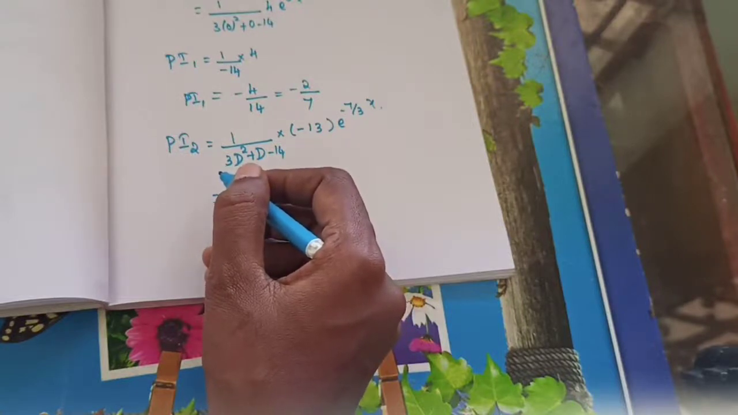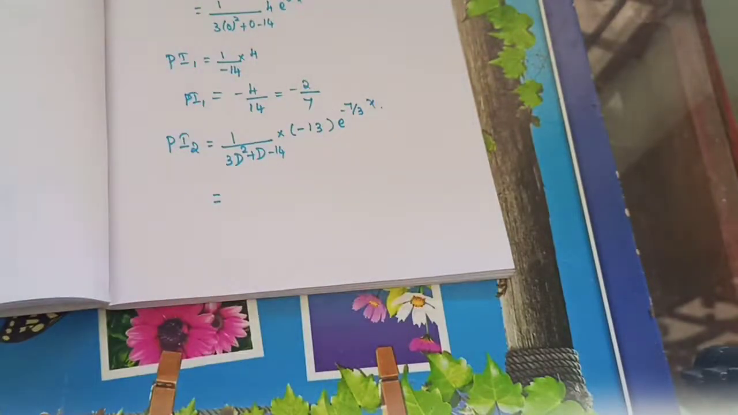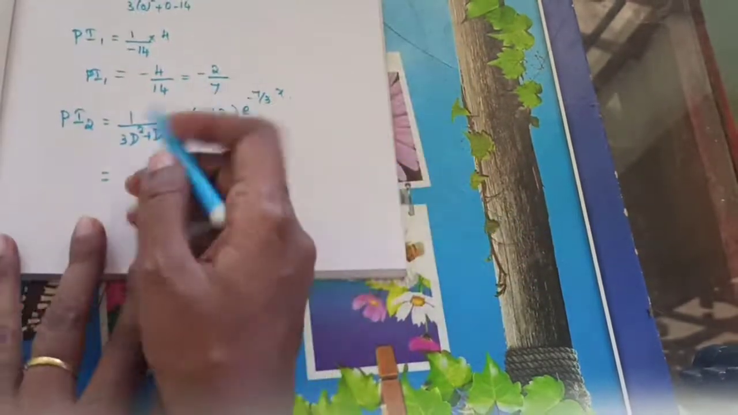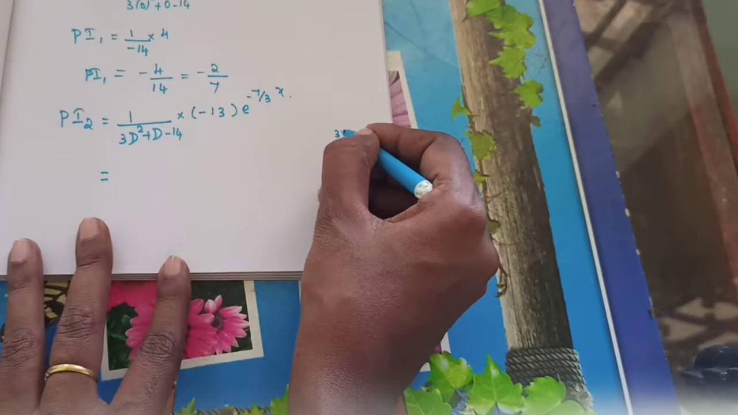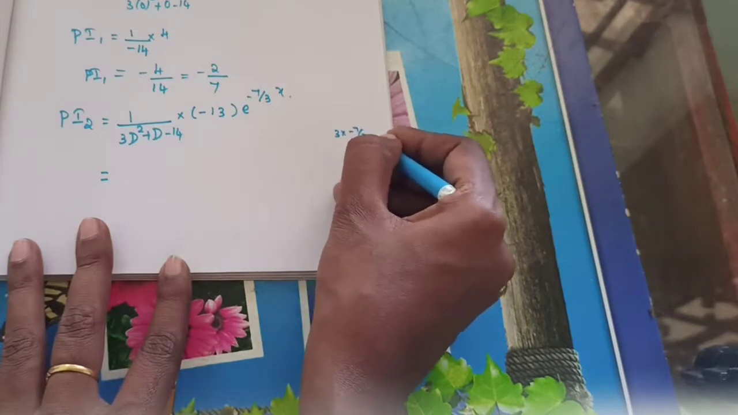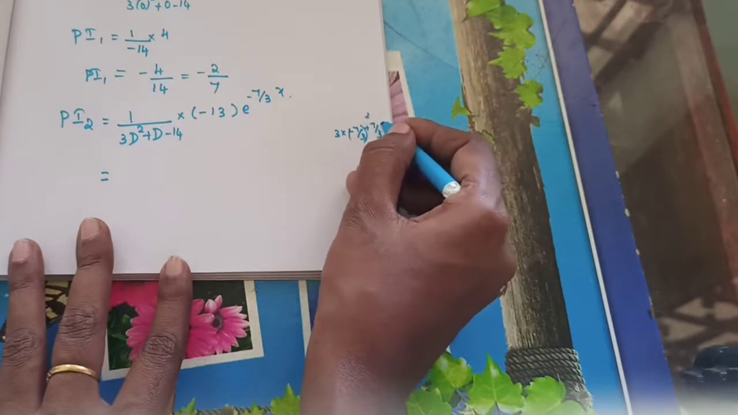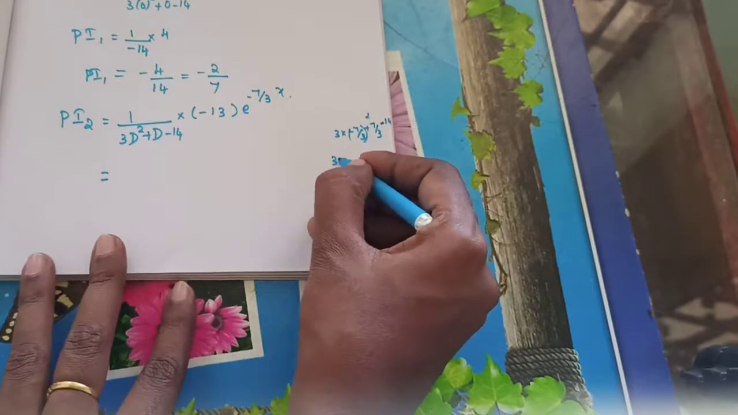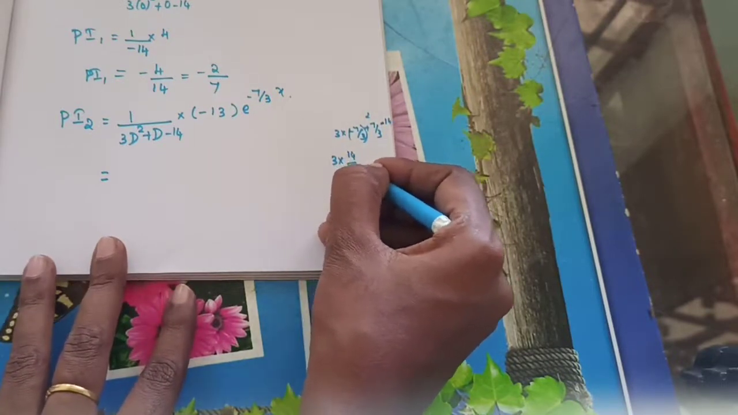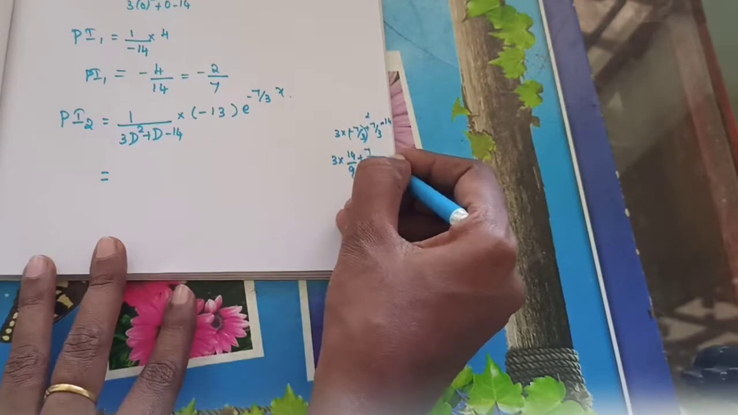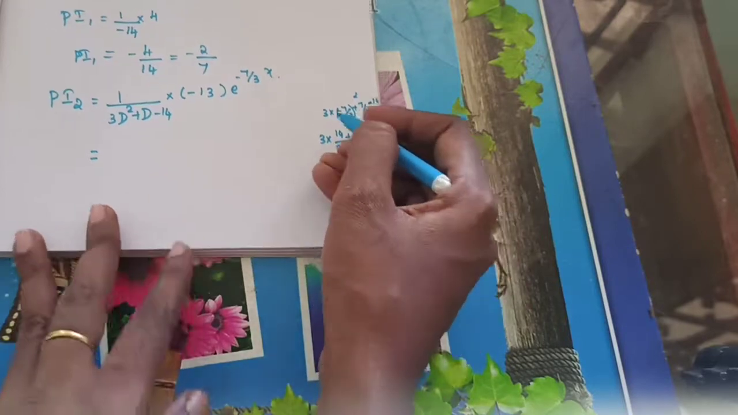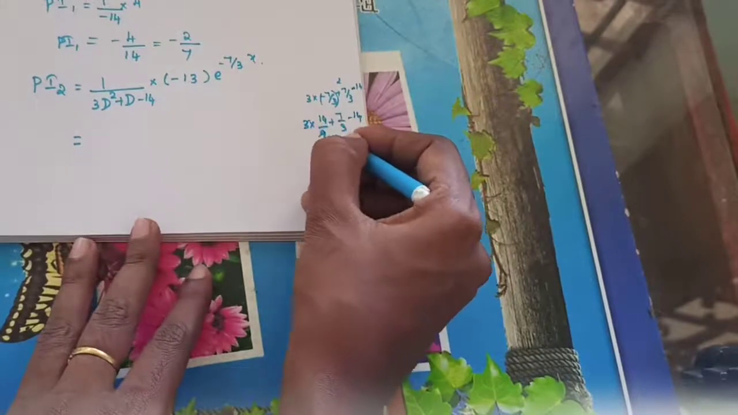Minus 7 by 3. If we are substituting minus 7 by 3, it should be 0. Check it: substituting minus 7 by 3 into 3 times (minus 7 by 3 plus 7 by 3) the whole square minus 14. So 3 into 14 by 9 plus 7 by 3 minus 14. So it will be cancelled.